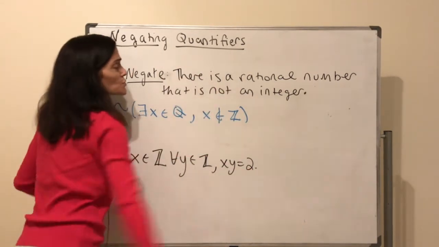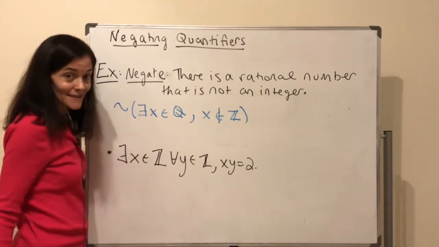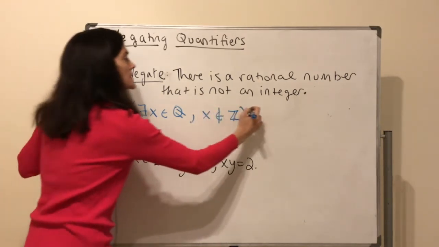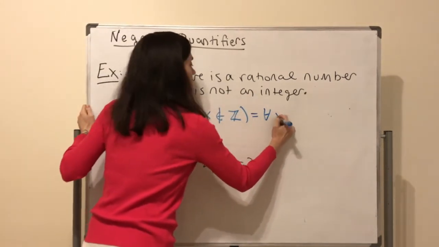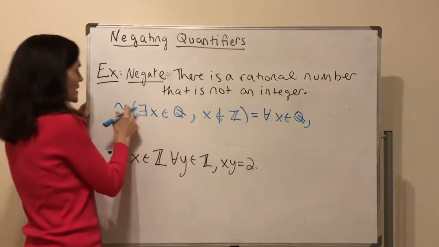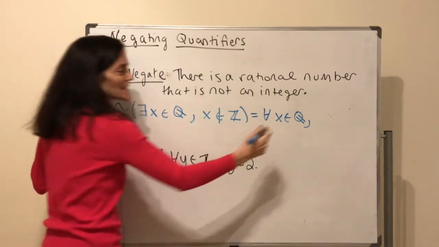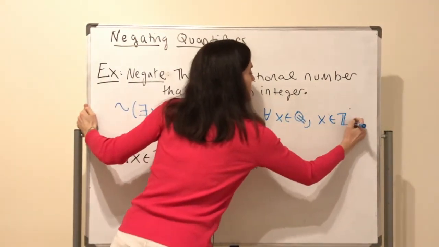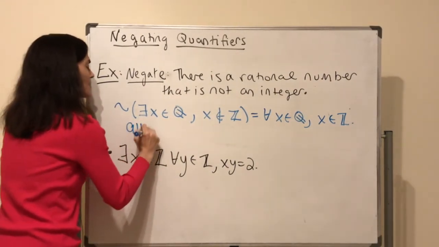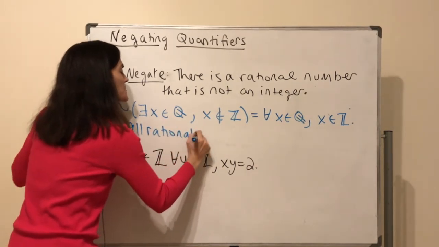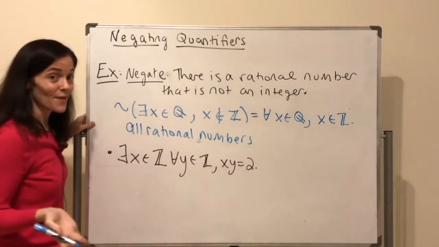Okay, well, this statement is true. 1/2, for example, is a rational number that's not an integer. And so when we negate, this will be false. But in symbols, this there exists will become a for all. And then we move this negation to here. And if you negate a not, it becomes this. Okay? Now in words, what is this saying? This says all rational numbers are integers, which is definitely a false statement.